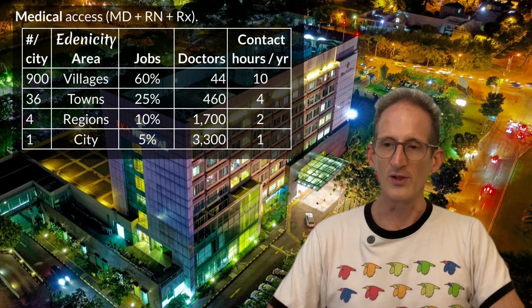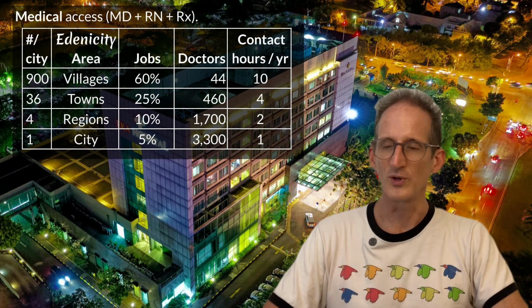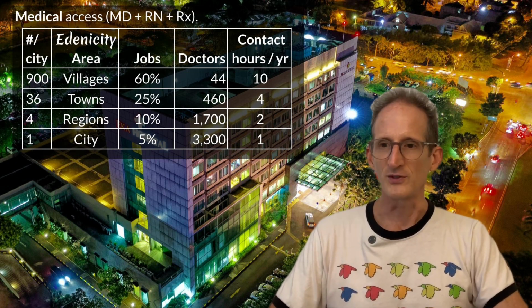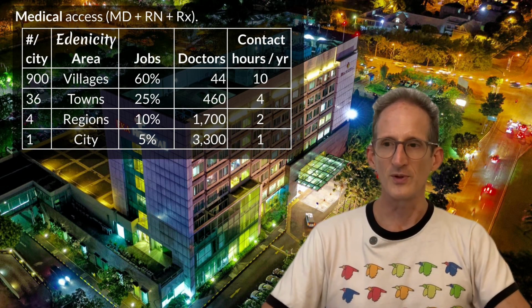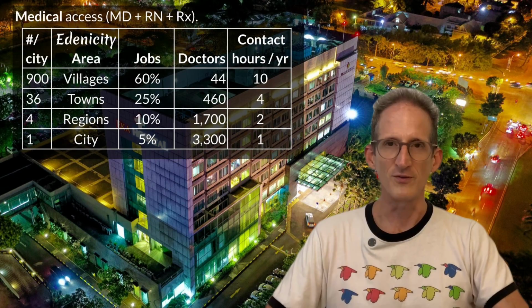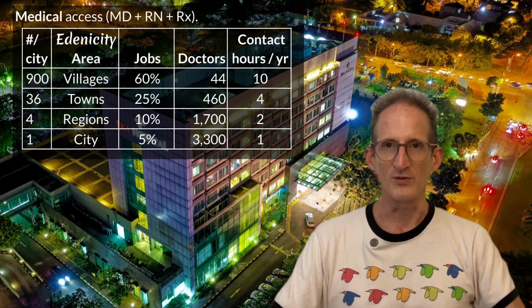And at the city level, the most specialized hospitals would account for about 5% of medical jobs with 3,300 doctors on staff. When you multiply the number of areas in the city by the doctors corresponding to that area, you get something like 66,000 medical professionals in a city of 5 million, which is exactly average internationally.